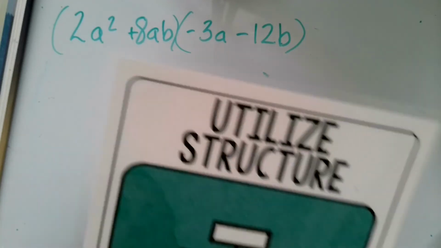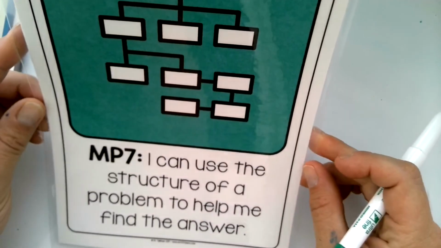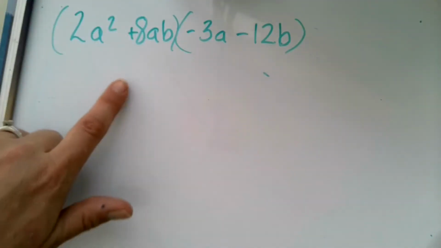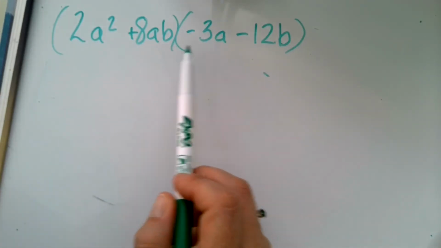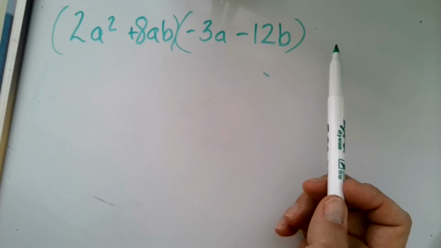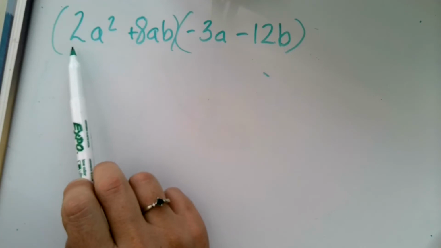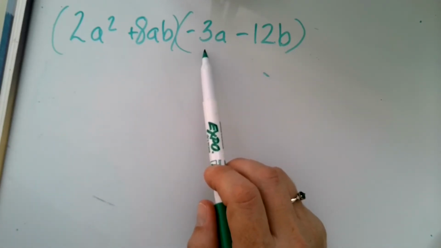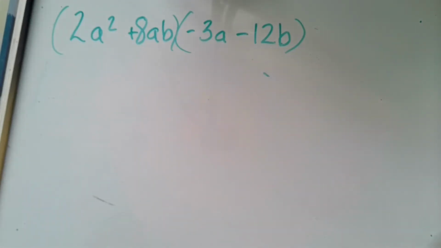All right, guys, as we look at factoring by grouping, you're really going to be utilizing structure here. You're going to look at the structure of the problem to help you find the answer. So as we look at this one, we're going to think, is there anything in common about these two things? This almost looks like if we were to factor out a 2, we'd end up with 1 plus 4 or something. And if we were to factor out a negative 3, we'd end up with 1 plus 4. So let's see if I wrote this problem correctly and see what we can do.